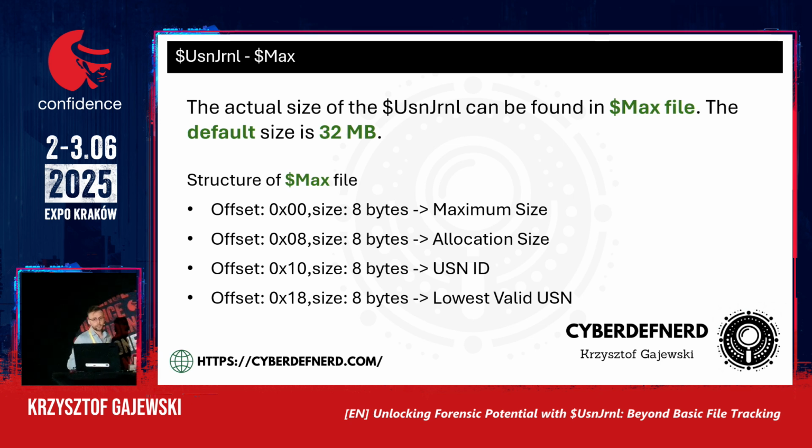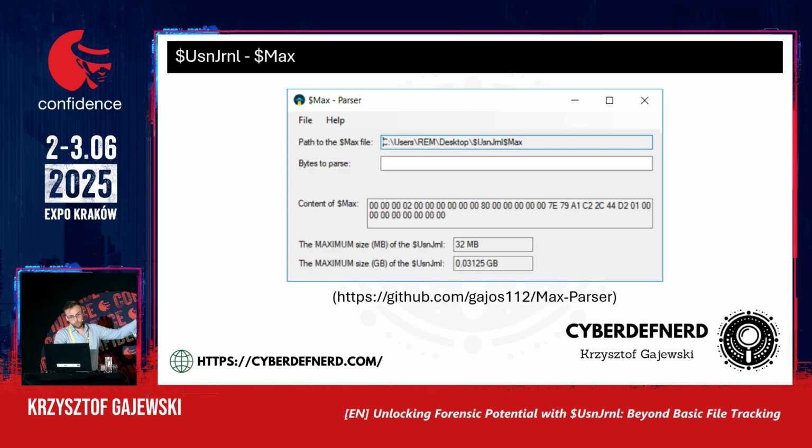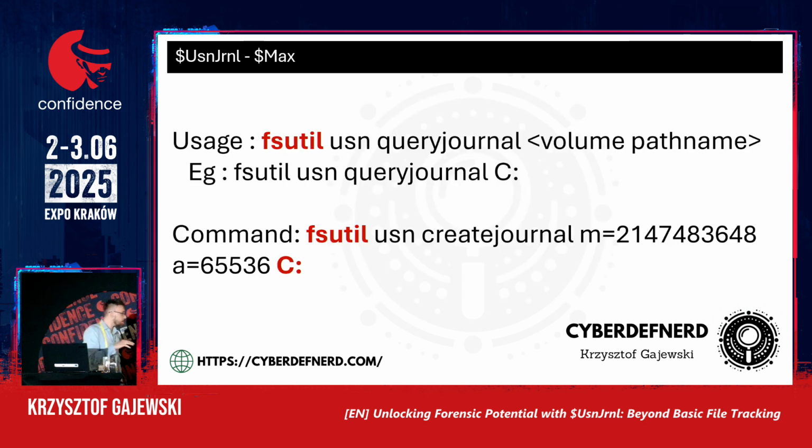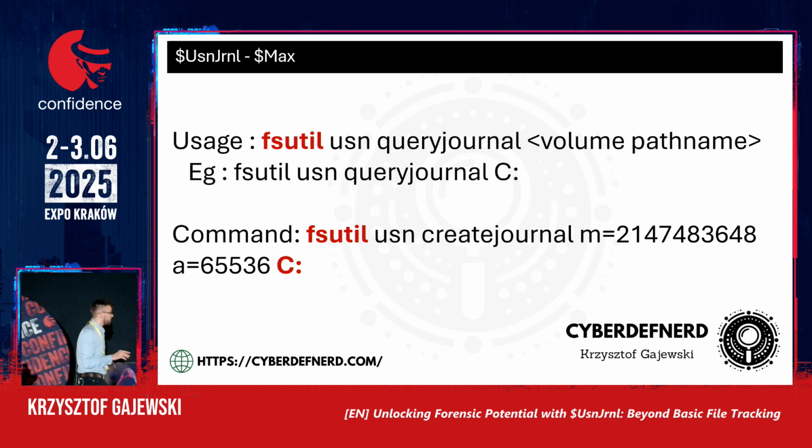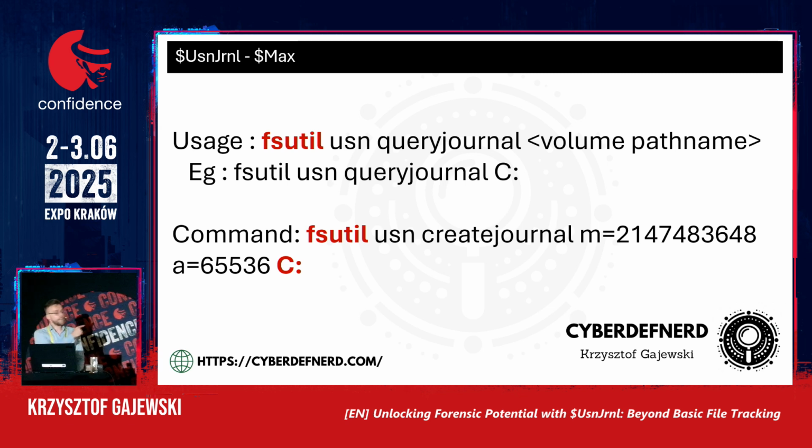But what I highly recommend is to check the size, and that information can be retrieved from the $max file, okay? And if you want to parse it, then, for example, I created one parser, and you just provide the path to that file, and in the results, you will get the information about the maximum size of the UsnJrnl. But if you want to change the size of that artifact, then you can use that command, fsutil usn query journal. Okay, so here first we are trying to get the information about the maximum size, and then with the second option, argument m, here we specify the new size.